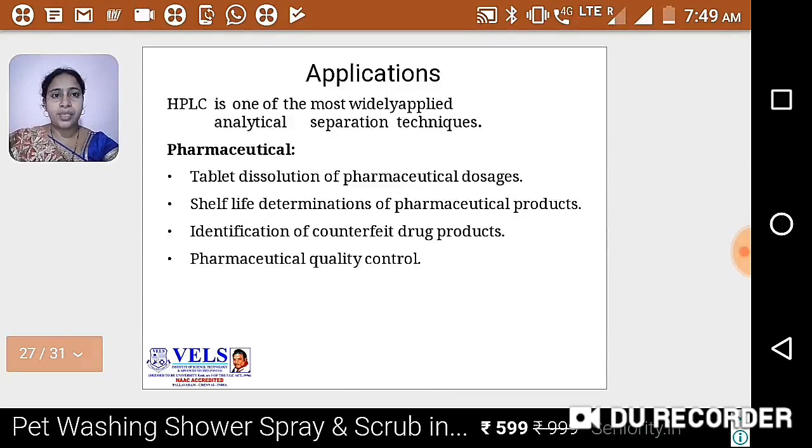Applications of HPLC. HPLC is one of the most widely applied analytical separation techniques. It has pharmaceutical applications like tablet dissolution of pharmaceutical dosage forms, shelf-life determinations of pharmaceutical products, identification of counterfeit drug products, and the pharmaceutical quality control department uses mostly HPLC for its detections.